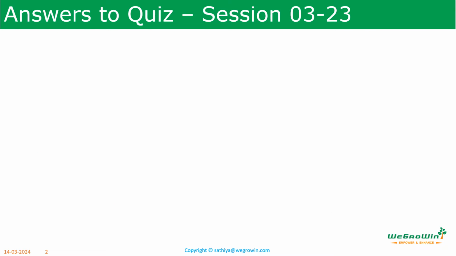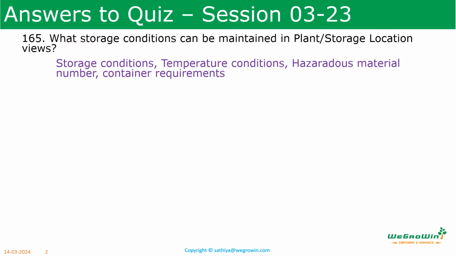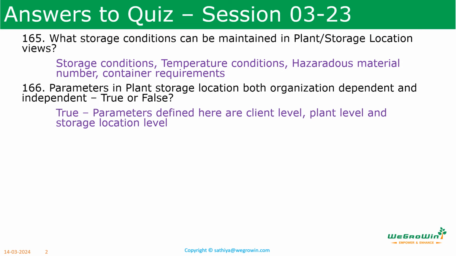Before going to the session, let us see the answers for the previous session. So what storage conditions can be maintained in plant store location views? We can maintain storage conditions, temperature conditions, hazardous material number, container requirements. These parameters we can maintain. Parameters in plant store location, both organization dependent and independent. Is it true or false? True. Parameters defined here are at different levels like client level, plant level, and storage location level.